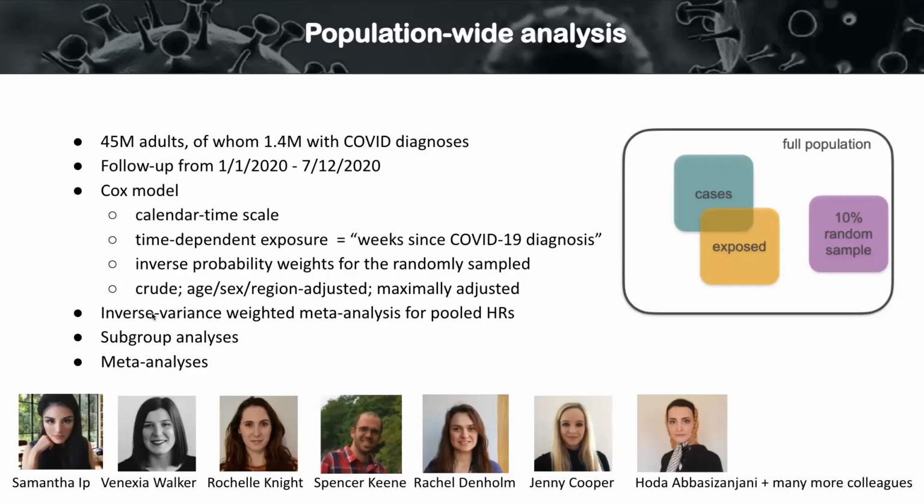From the modeling side, we use Cox regression models, where the primary timeline is calendar time. And we calculated the hazard ratios for time since diagnosis of COVID-19, categorized as the absence of a diagnosis, which is the reference level, and then increasing weeks since diagnosis. For computational efficiency, because we have a huge data set, we use random sampling with inverse probability weighting for people who are not cases and/or not exposed, as seen in this little figure over here.